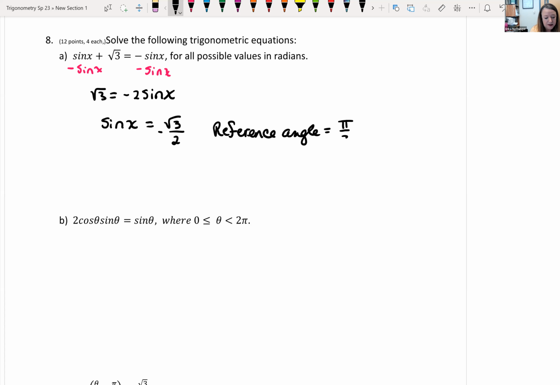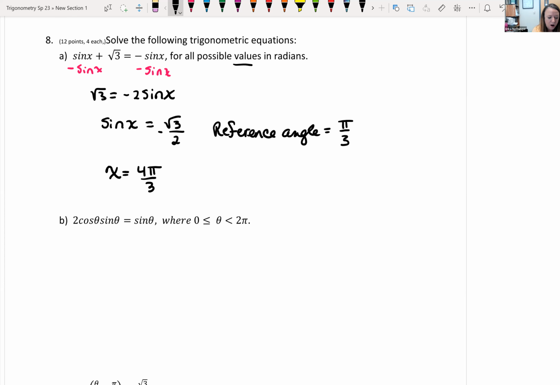And so now let's think about where sine of x is negative. Well, sine of x is negative in quadrant 3 and in quadrant 4. So using pi thirds as our reference angle, we have pi plus pi thirds. So that is x is equal to 4 pi thirds.